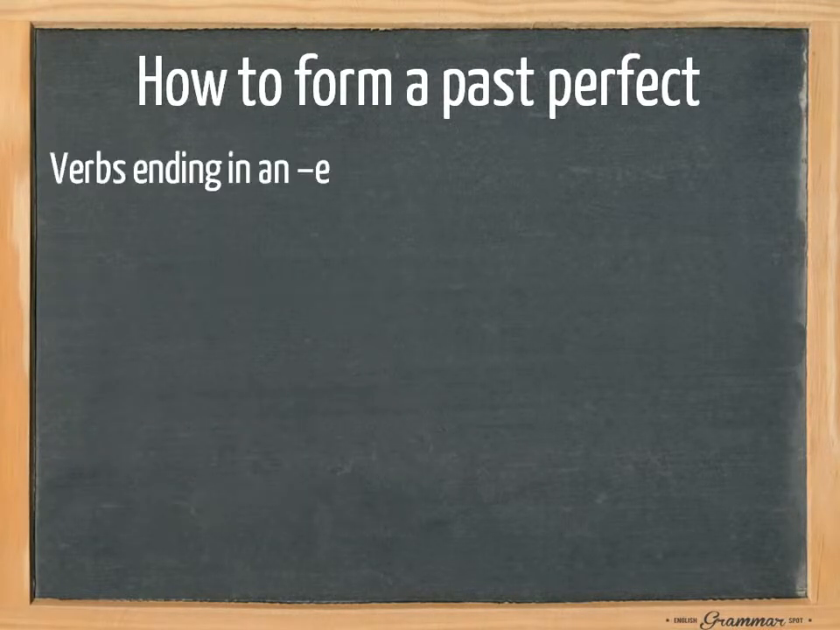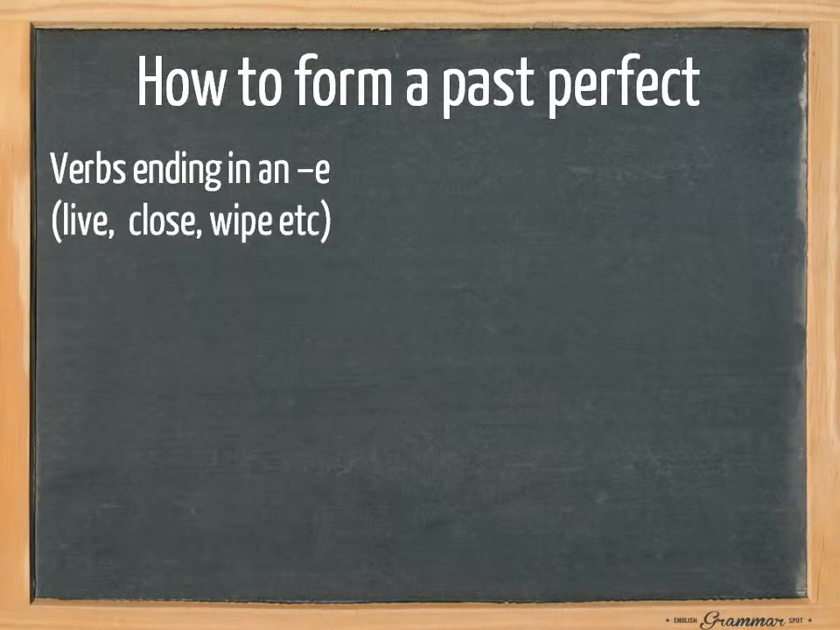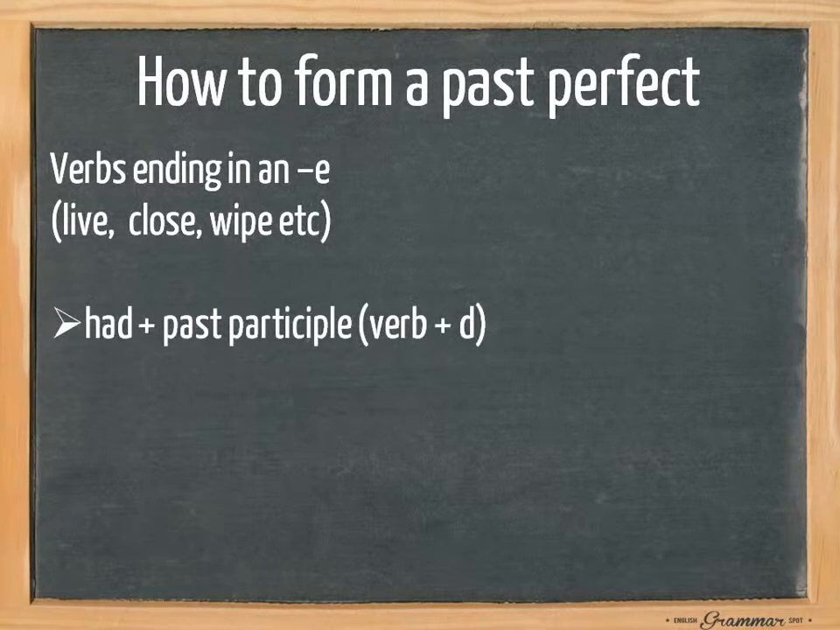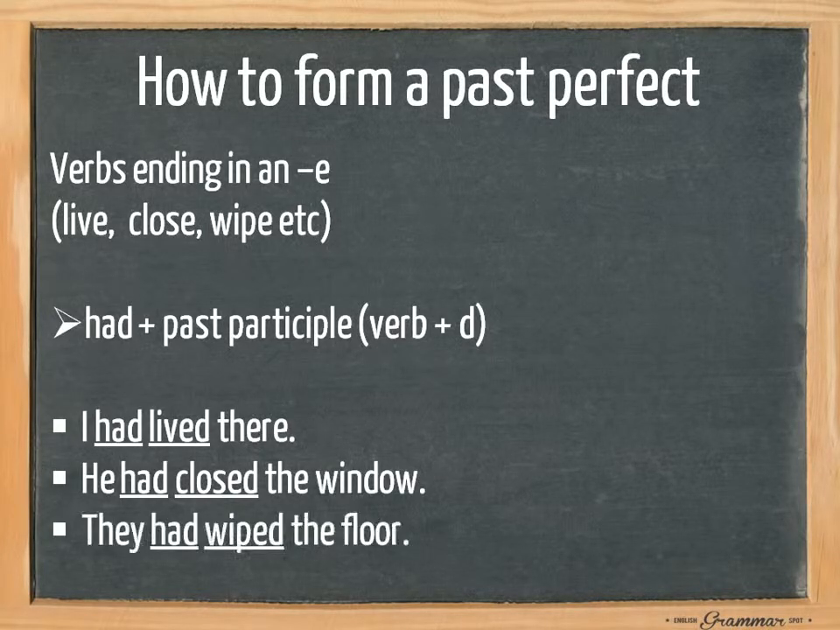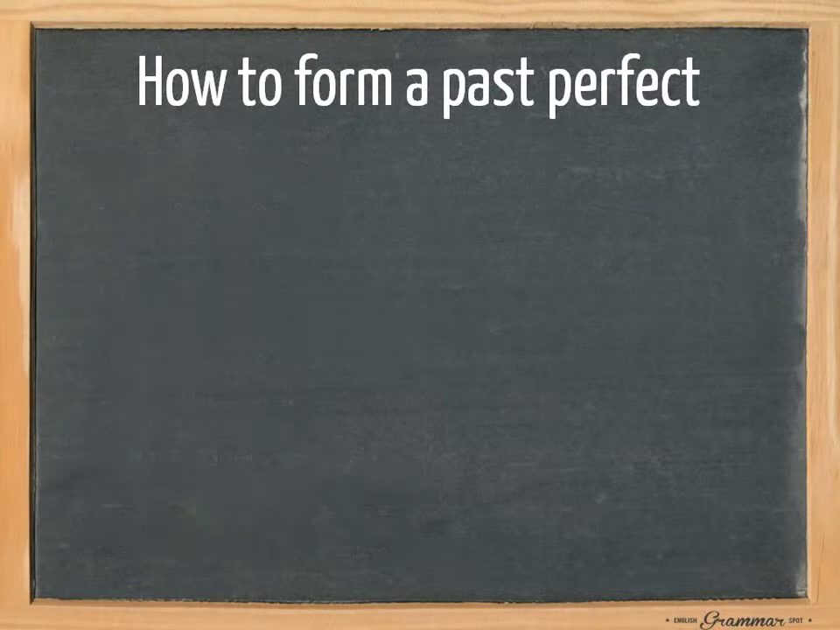Now we need to pay extra attention to verbs that end in an E, such as live, close and wipe. These verbs use had and a past participle, but in forming a past participle we only use the base form of the verb and add a D. For example, I had lived there, he had closed the window, and they had wiped the floor.